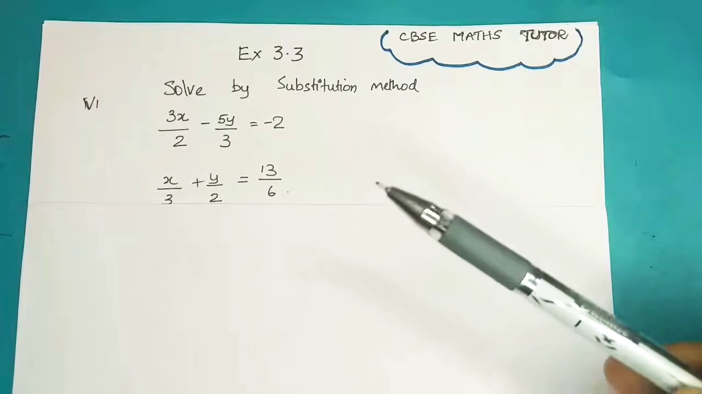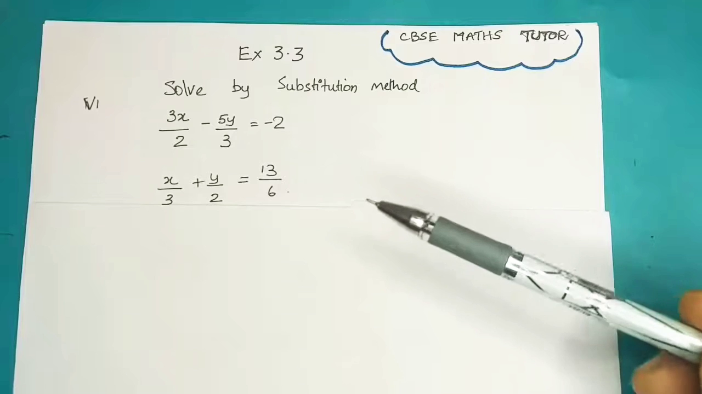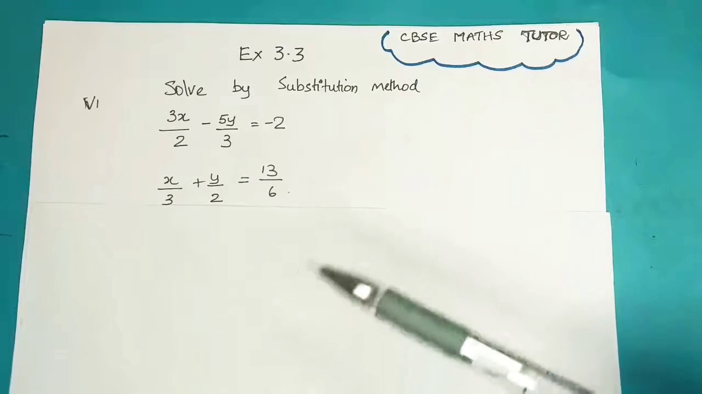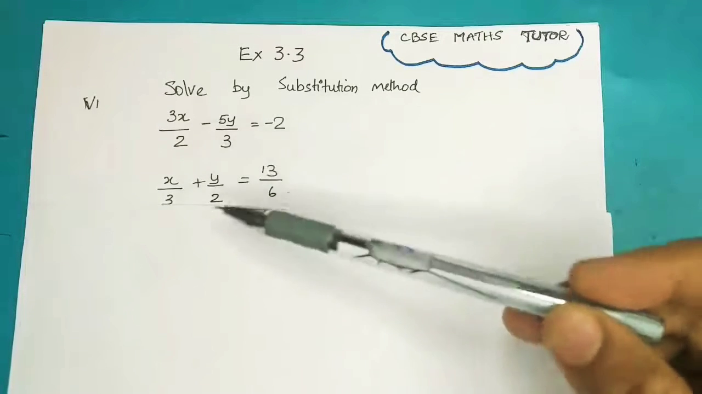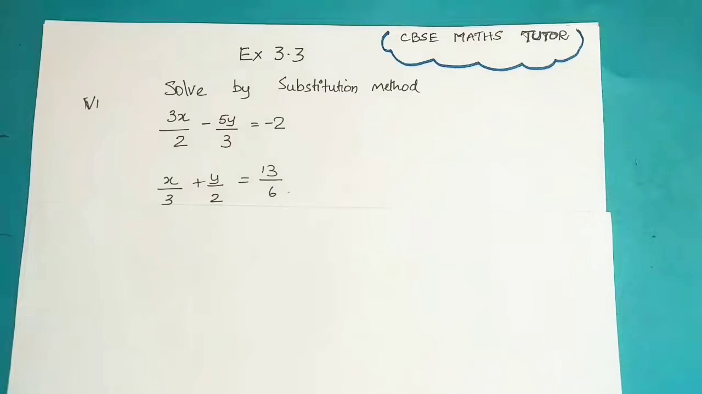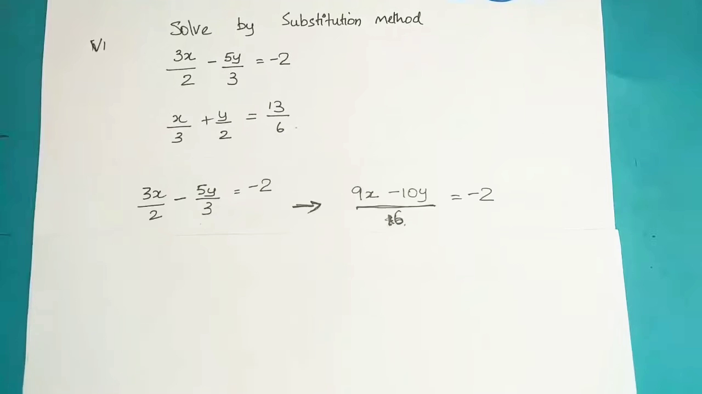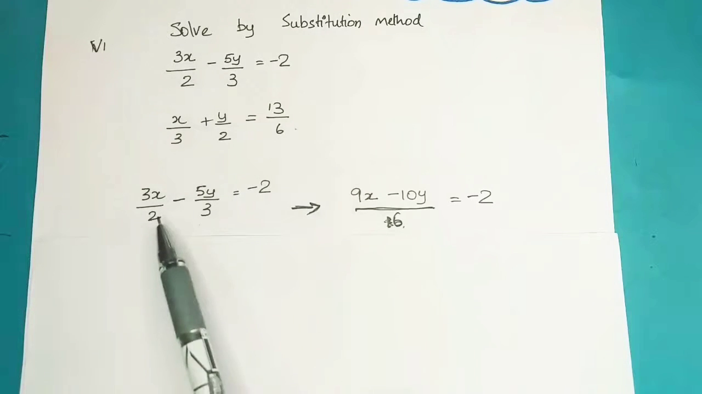Let's solve problem number 6 of exercise 3.3. We are going to do this by the substitution method, and we can see that these two equations are in the form of fractions. So let us solve the first equation here. We are going to take the LCM of the denominators, that means 2 and 3.